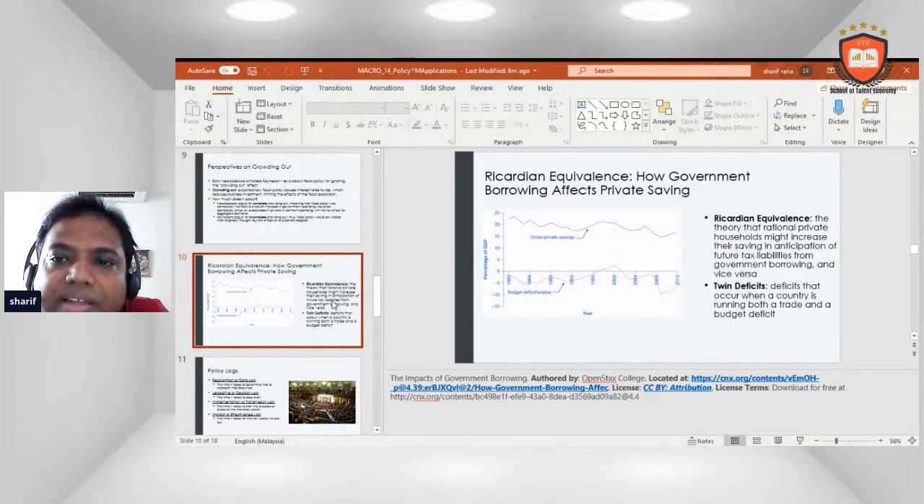Ricardian equivalence: the theory that rational private households might increase their saving in anticipation of the future tax liability from government borrowing, and vice versa. Twin deficits: a situation that occurs when a country is running both a trade deficit and a budget deficit.